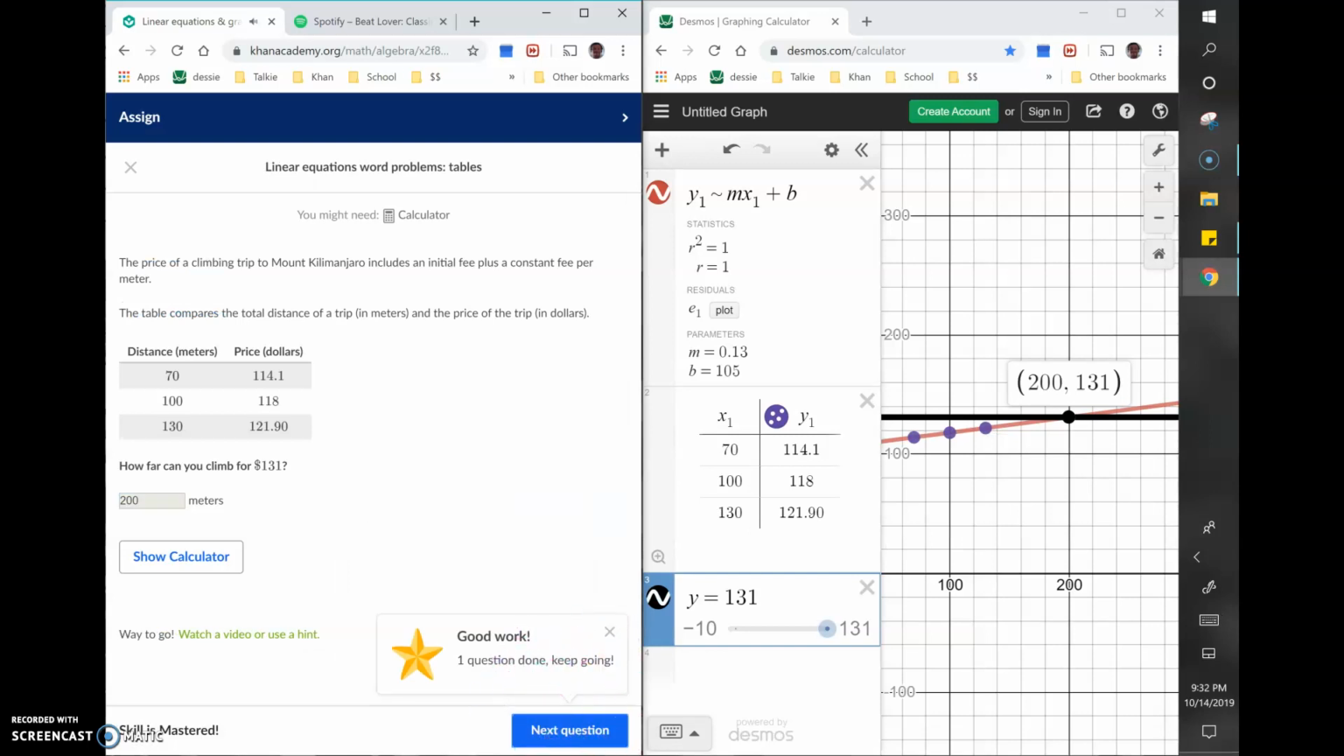And boom. And that's how you do linear equation word problems. Expect to struggle at first. The only way to get better is to read and diagram and practice. Good luck.